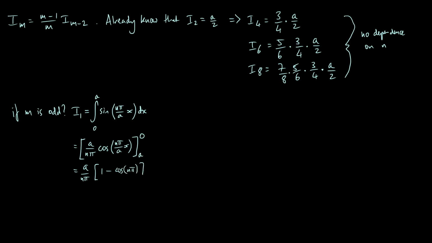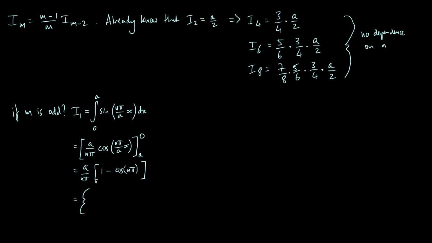So how can we simplify that? Actually, we can split this into two cases. Think about if n is even. If n is even, cos of n pi is just going to be 1.